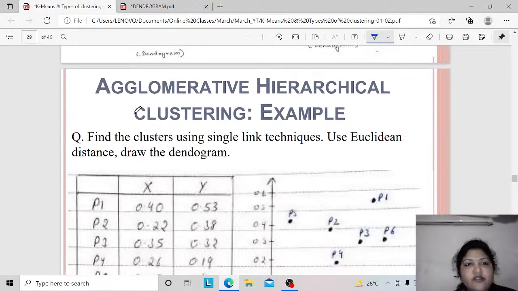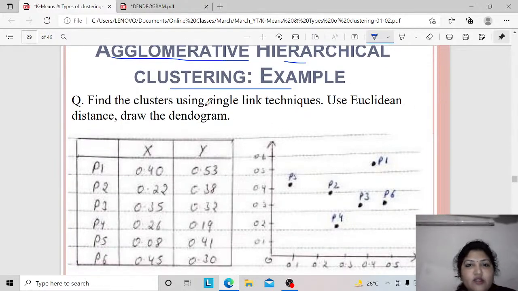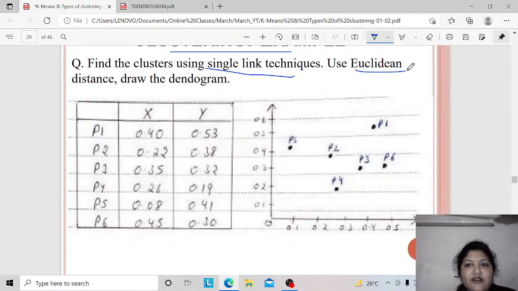So how it works: agglomerative hierarchical clustering examples. Let us see with a single link technique. So you will be using a Euclidean distance method for it, and if you are using single linkage, so minimum distance is taken out of it, right? So here we have 2 points, right? X and Y. So this is our x-axis and this would be our y-axis, and then start plotting the points.